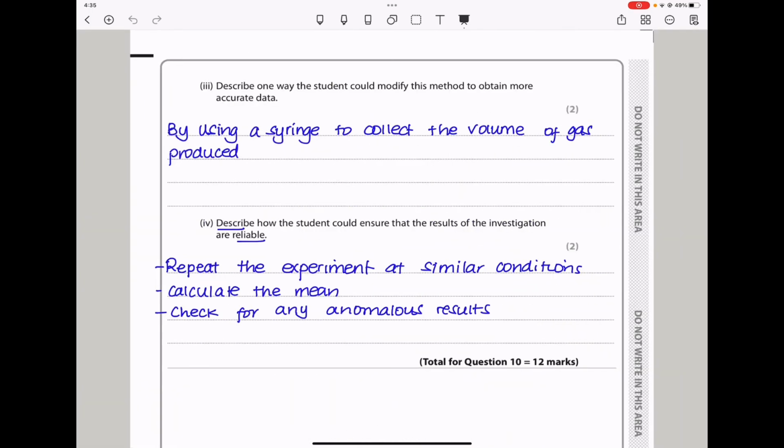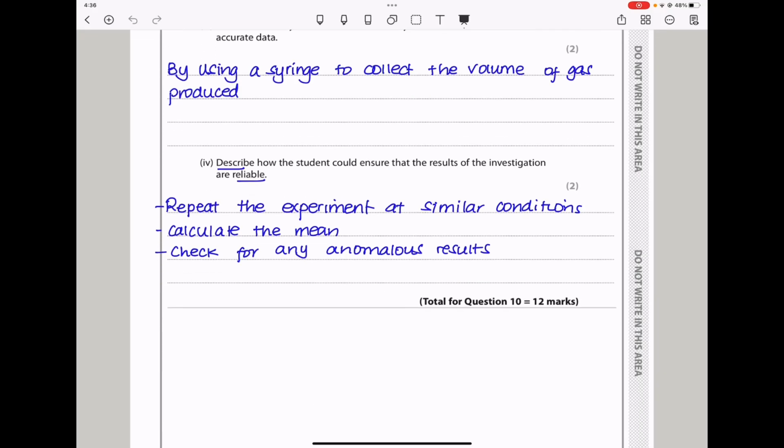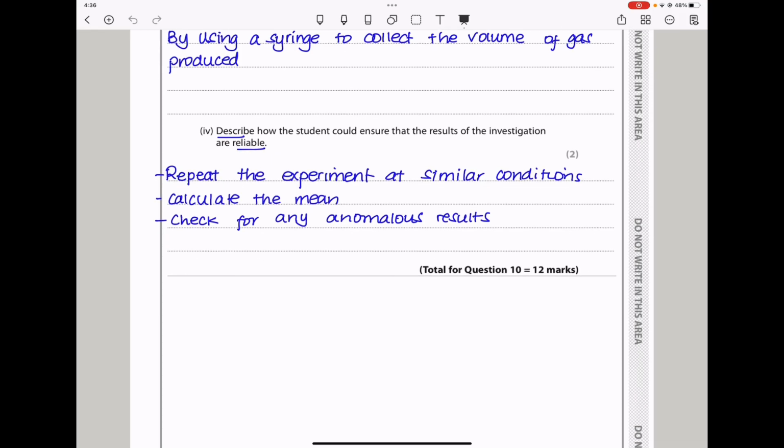Moving on. Here they say, describe one way the student could modify this method to obtain more accurate results. The student counted the number of bubbles of gas formed, but we know that different bubbles of gas can contain different volumes of gas. So if they had used a syringe to collect the volume of gas, the results would be more accurate. Then they say describe how the student could ensure that the results of this investigation are reliable. They should repeat the experiment at similar conditions, calculate the mean, and then be able to identify any anomalous results and make a comment about them. So this brings us to the end of question 10. Let's continue to question 11.